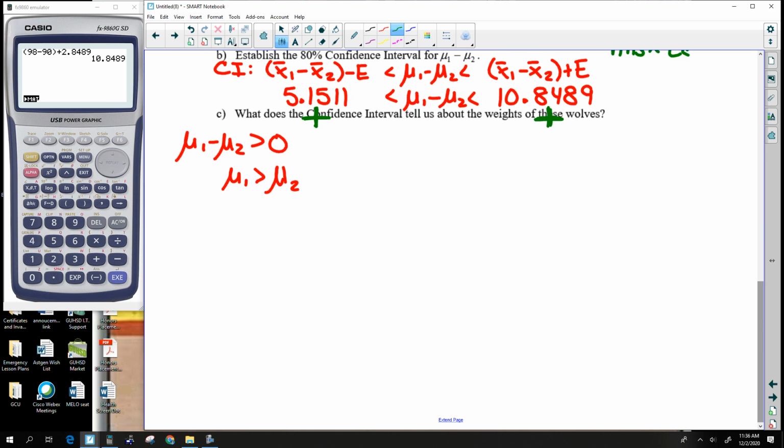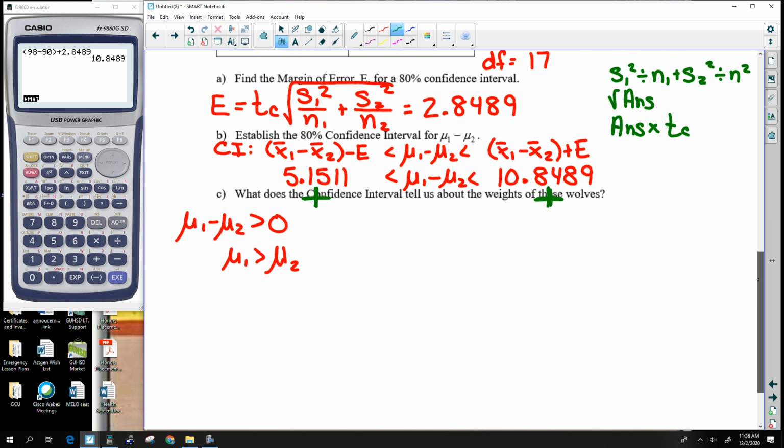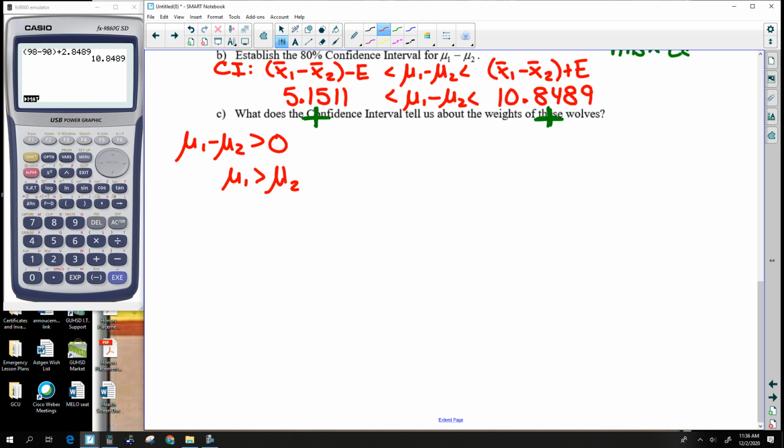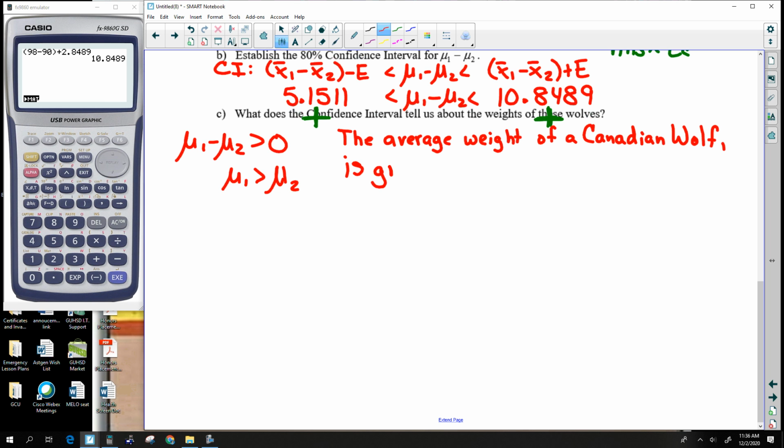So the average, again, average is key. Use the x bar to help your description. So the average of 1 is greater than the average of 2. So the average weight of 1 is greater than the average of the last.